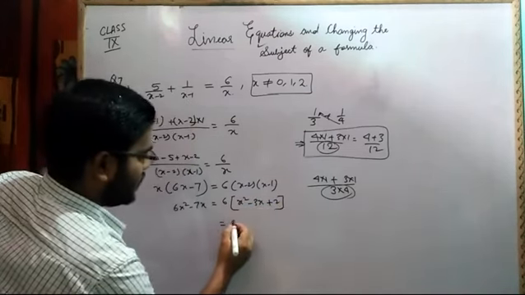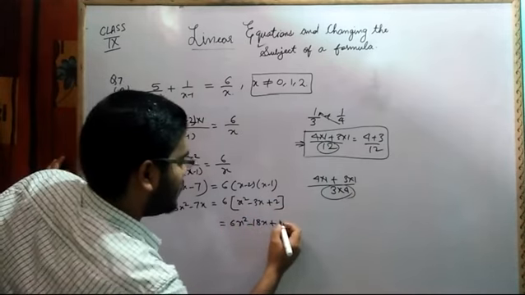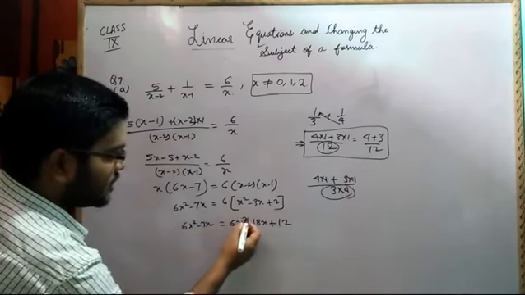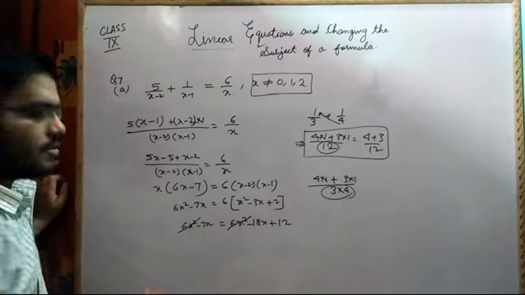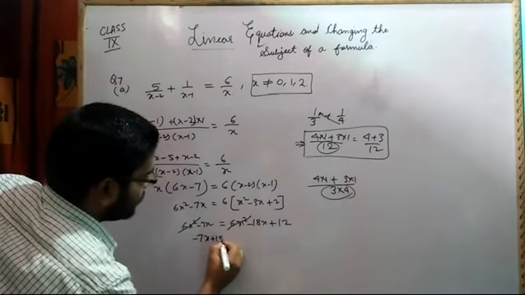Correct? Now we can write 6x square minus 18x plus 12, and this side 6x square minus 7x. Both the sides, 6x square and 6x square are there, we can cancel. Now bring the variable towards one side.